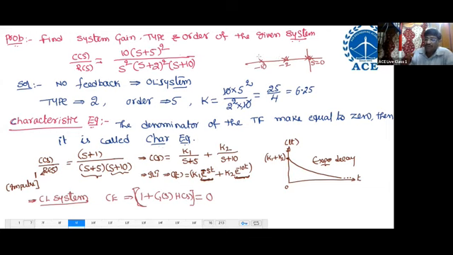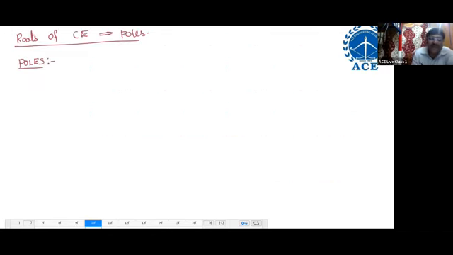How did we get these poles? Anybody? How did you get these poles? Simply the roots of the denominator of the transfer function. A pole is nothing but the roots of the denominator of the transfer function. Roots of the denominator of the transfer function is called a pole. What is a zero? Roots of the numerator of the transfer function.